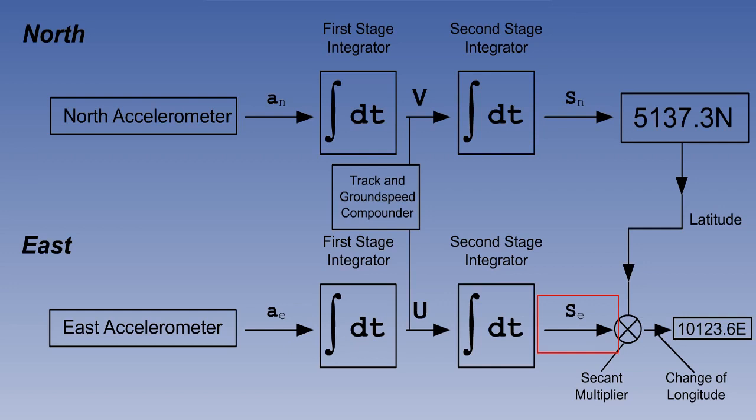We need an input of latitude. Fortunately, we already have it. It is the current latitude part of present position in the display. The latitude is therefore passed to a secant multiplier. This converts it to change of longitude, which is added to the initial position to generate a new longitude. Because of the speed at which computers operate, this process is repeated many times a second. We therefore have a continuously updated present position.